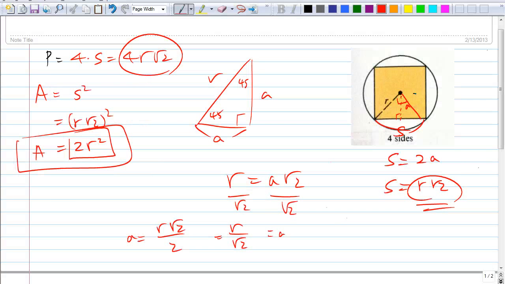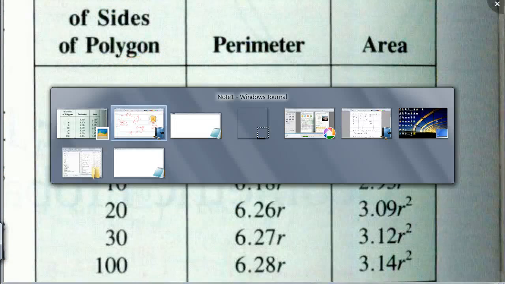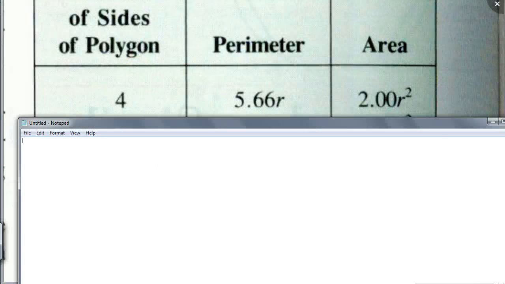We said the perimeter is 4R rad 2, right? But here they say that it's 5.66 R. Yeah, you just multiply 4 times rad 2, right? That's about 5.66. So they just gave us the approximation. Is that okay? Yeah. Now, we could do similar things for all the other ones, can we not? Yeah. But they did it for us.